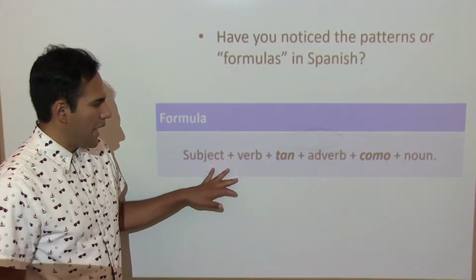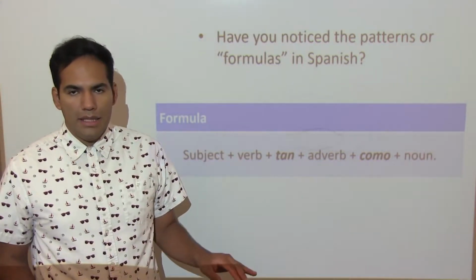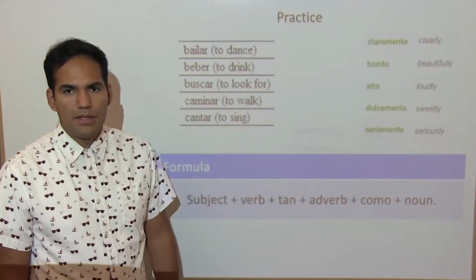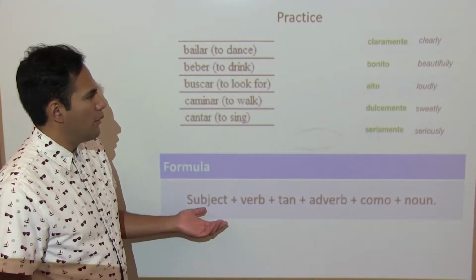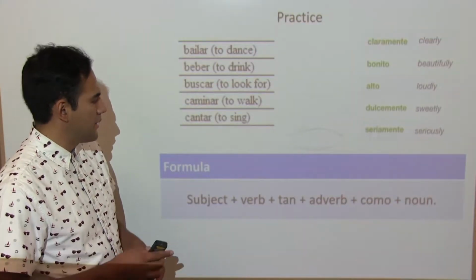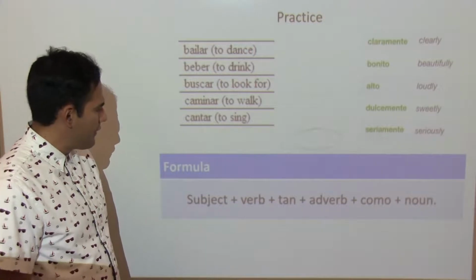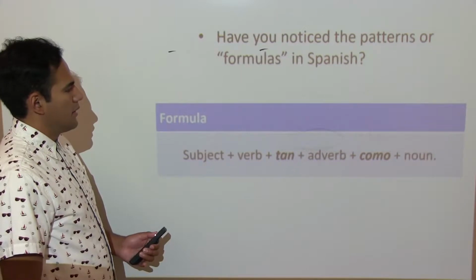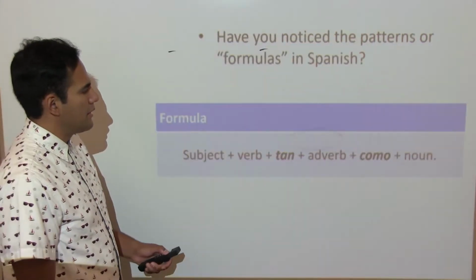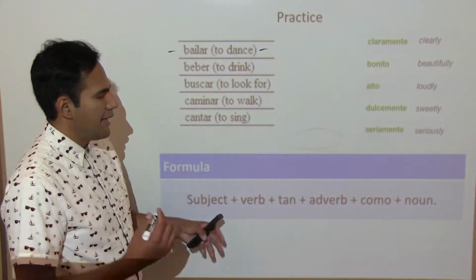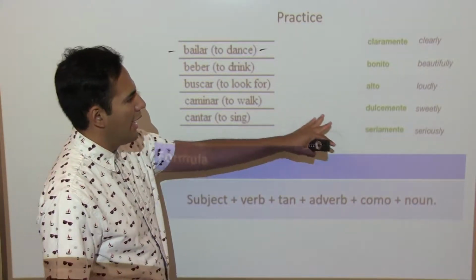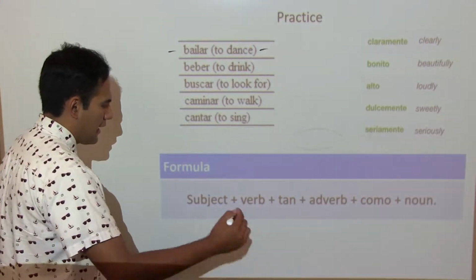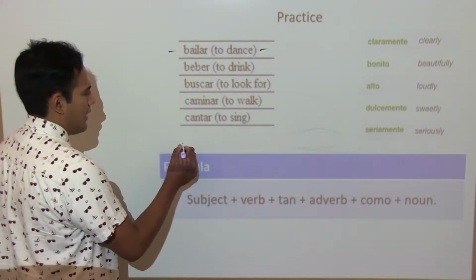If you are comparing how an action has been done and it shows equality, then this is the way you need to do it. So let's work and come up with a few sentences, okay? So let's use the verb bailar. And so let's see, John and Sam. So let's say that John and Sam can dance as they both dance beautifully. Okay, so we would write something like this.